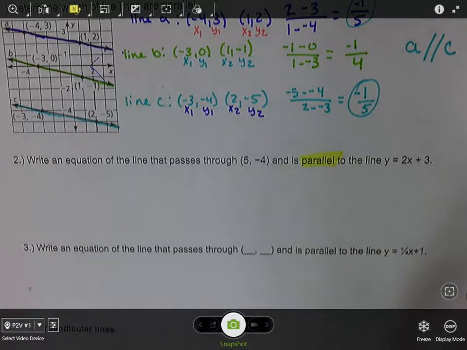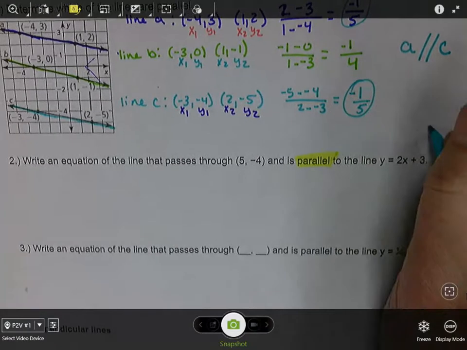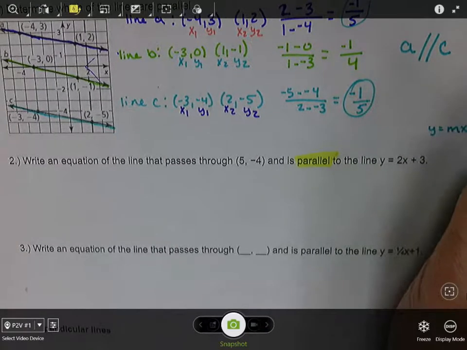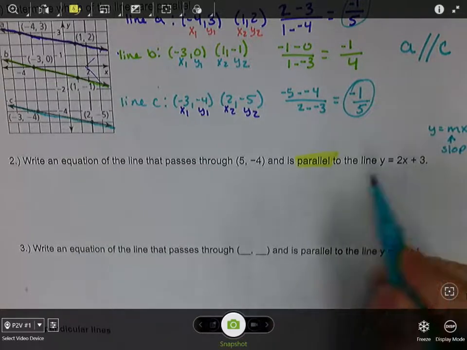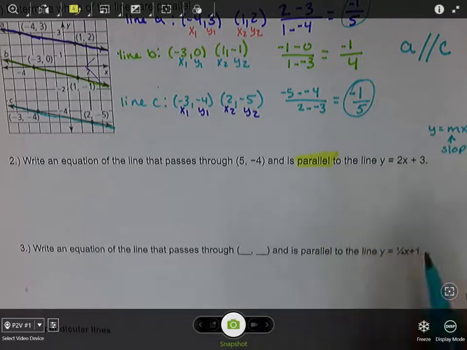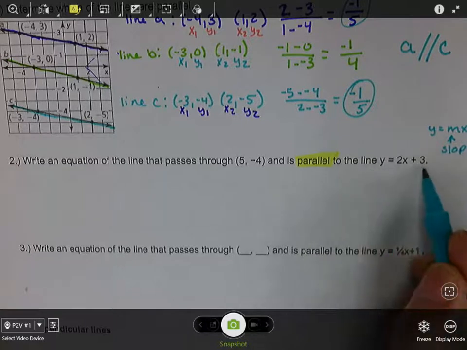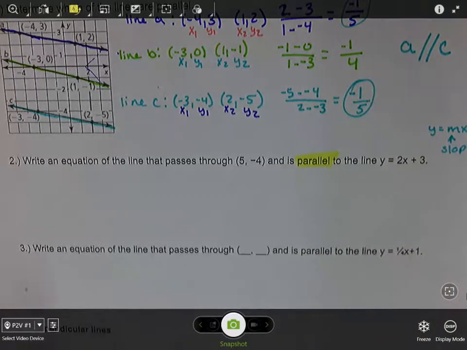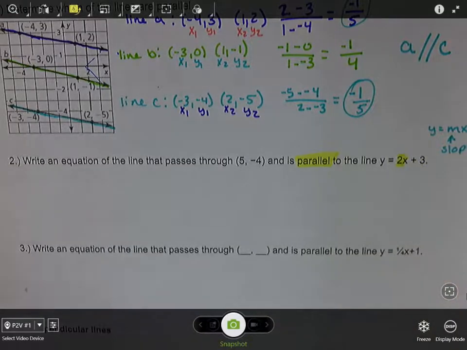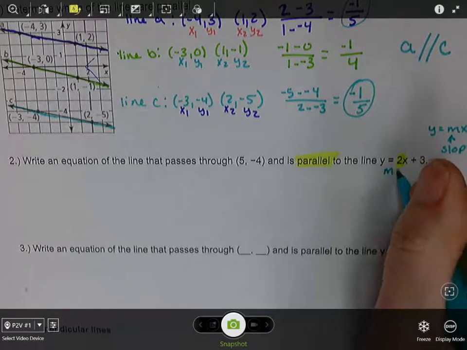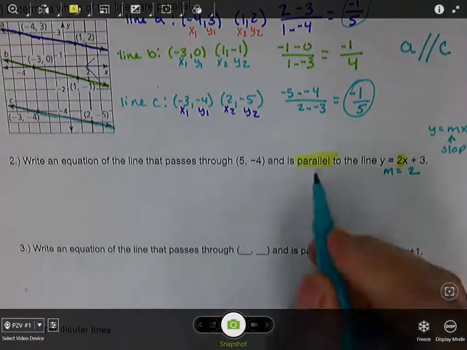Well, if you recall, if it's in slope-intercept form, y equals mx plus b, m is your slope. Okay? So look at this equation here, y equals 2x plus 3. If it's parallel to this line, that means it's going to have the same slope as this line. So what you want to do is find the slope of this line. Well, it's in y equals mx plus b, so your slope would be 2. Okay? So your slope is 2. Because they have the same slope because they're parallel.